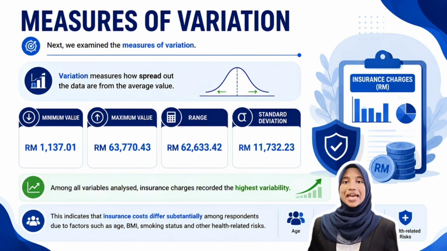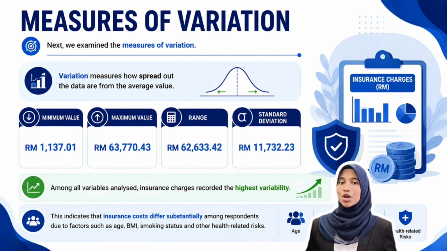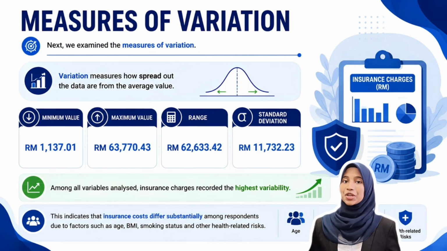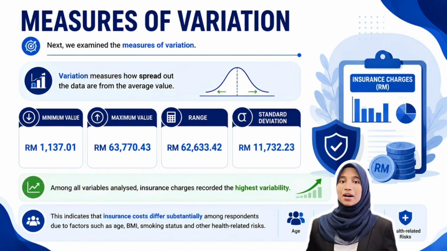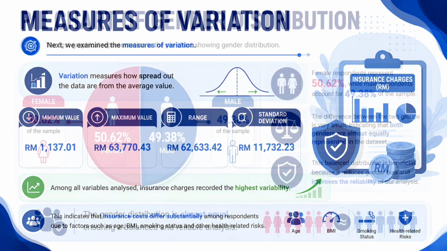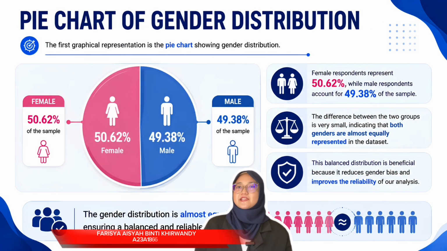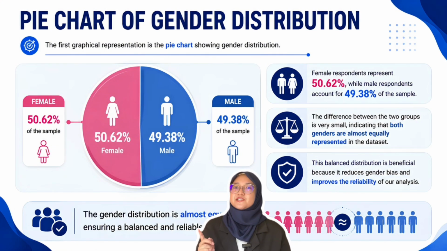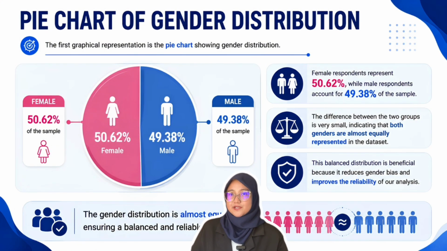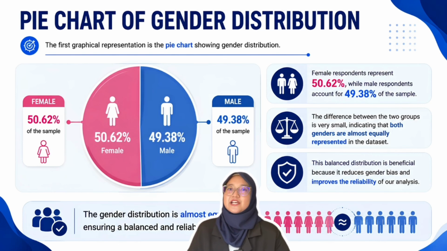Among all variables analyzed, insurance charges recorded the highest variability. This indicates that insurance costs differ substantially among respondents due to factors such as age, BMI, smoking status, and other health-related risks. The first graphical representation is the pie chart showing gender distribution. Based on the chart, female respondents represent 50.62%, while male respondents account for 49.38% of the sample.